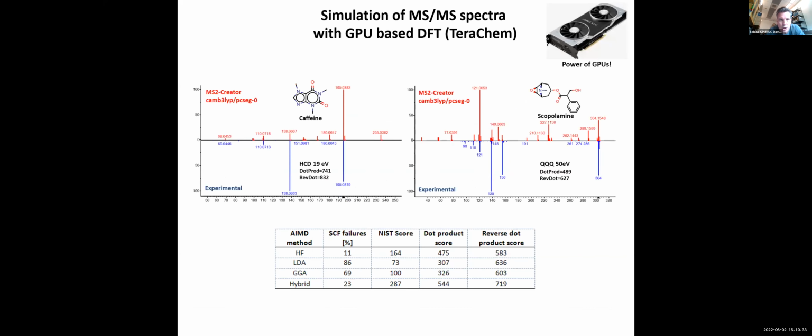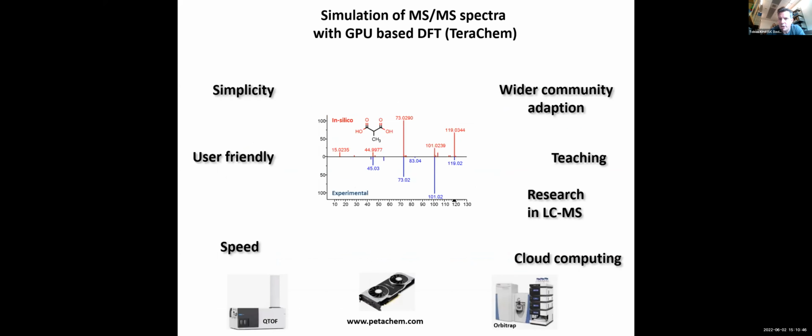We can also do larger molecules like caffeine and scopolamine. And of course, we investigated over 30 different DFT functionals and also a number of base sets to see how good they are. And usually long range and double hybrids are very well in this kind of simulations.